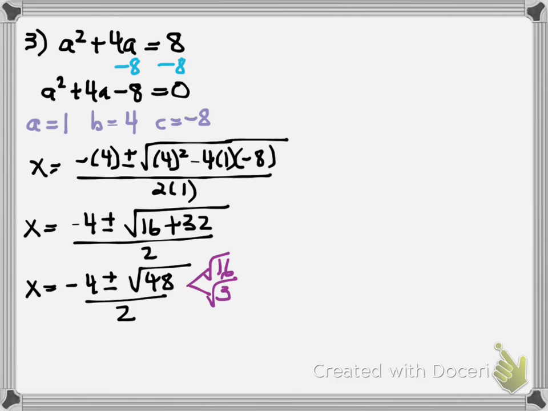So we're going to take the square root of each of those. When I do that, I get x equals negative 4 plus or minus square root of 16 is 4, and I can't take the square root of 3, all over 2. But that answer's not right. What's wrong with this answer? Patrick?